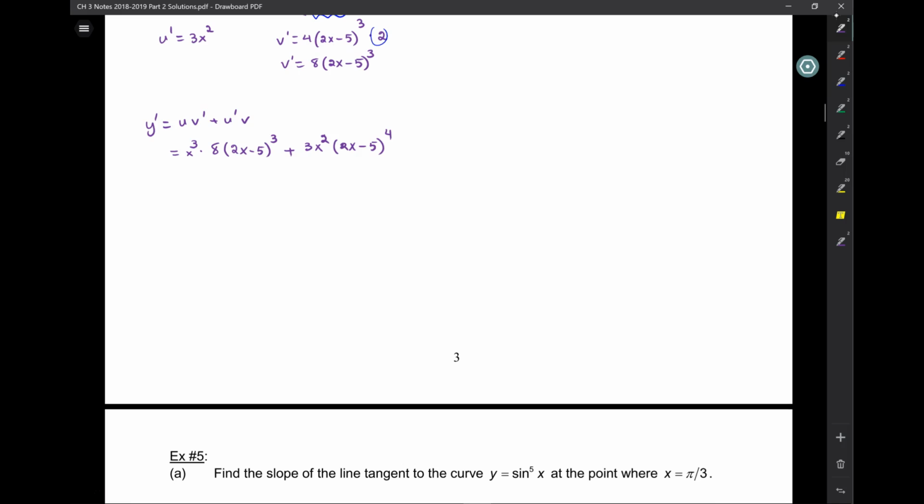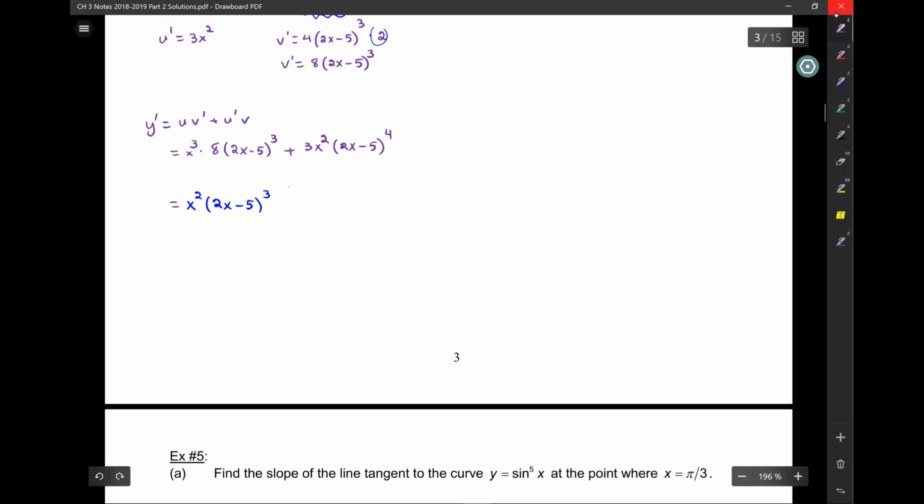Okay, now check out what we're going to do. We can factor some stuff out here. Here's how we're going to factor stuff out. What can we factor out of here and here? We can factor out a (2x minus 5) cubed. What else can we factor out? What about the x cubed and the x squared? x squared. So we can factor out an x squared and a (2x minus 5) cubed.